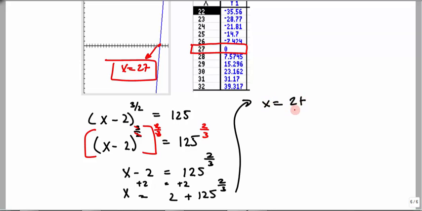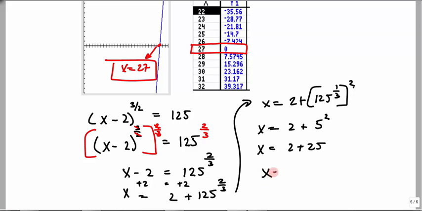Now 125 to the 2/3. Let's do 125 to the 1/3 quantity squared. Now 125 to the 1/3, you can do that on your calculator if you want. That's 5. 5 times 5 is 25. 25 times 5 is 125. So this piece right here is 5. And of course I still need to square it. So I get x equal 2 plus 25, or x equal 27 as my solution. So it matches up with what my graph said as well.